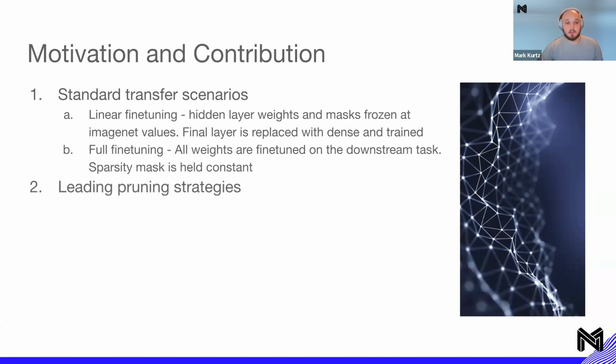Now let's dive into leading pruning strategies, because we evaluated quite a few here to see what impact pruning before we transferred would have and if the method mattered. And we grouped them into three different groups. We have progressive sparsification, which is GMP or gradual magnitude pruning, as well as WoodFisher.